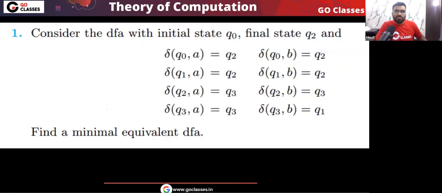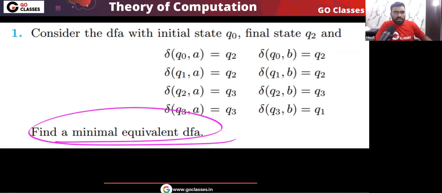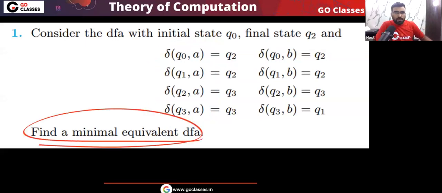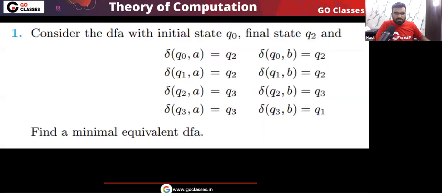Let's solve this question. We have to find the minimal DFA. A DFA is given to you. Consider the DFA with initial state Q0, and the final state is only Q2. Total how many states are there? Q0, Q1, Q2, Q3, sorry, Q0 to Q3, that is total 4 states. We have to find the minimal DFA. So let's apply the Hopcroft algorithm.